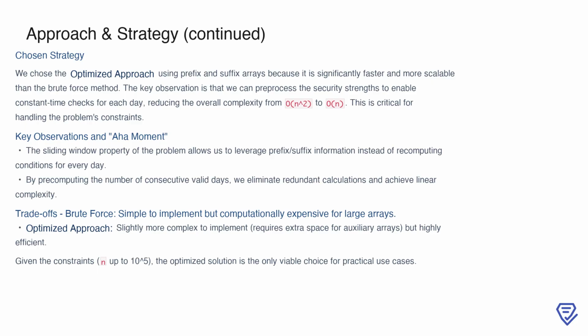each potential robbery day. This approach does involve some trade-offs. While the brute force method is simpler to implement, it is computationally expensive for large arrays. The optimized solution, on the other hand, requires additional space for auxiliary arrays and slightly more complex logic, but the performance gains make it the only practical choice for large inputs. With n up to 100,000, this linear complexity ensures the solution remains efficient and scalable for all valid inputs.